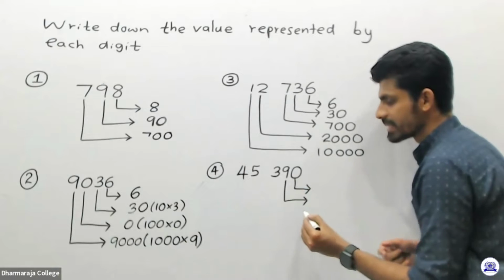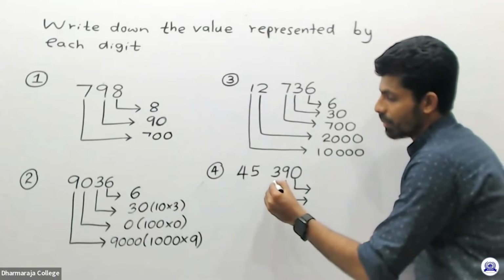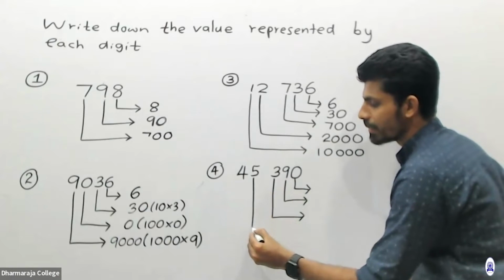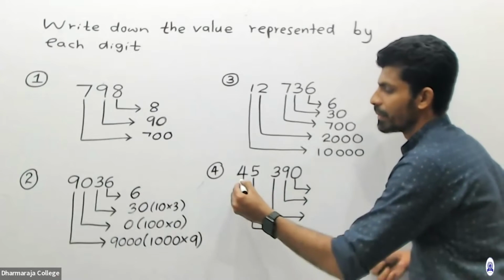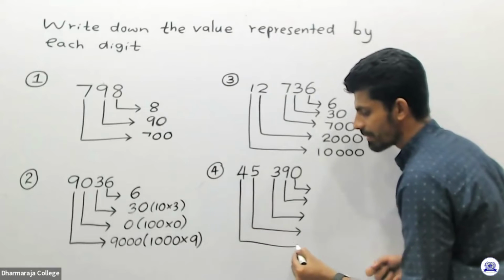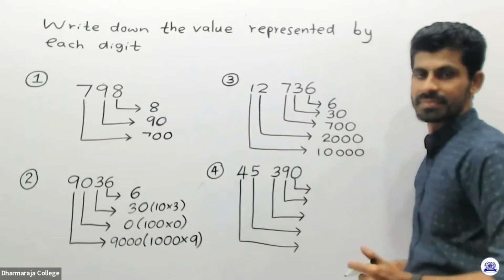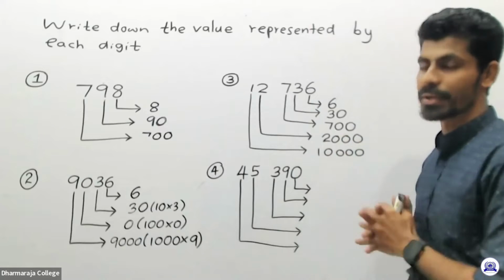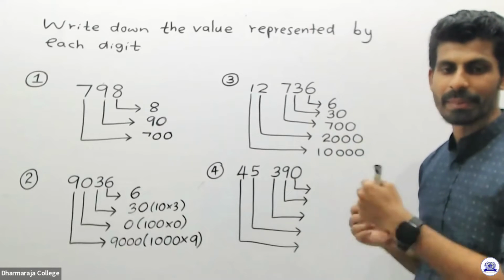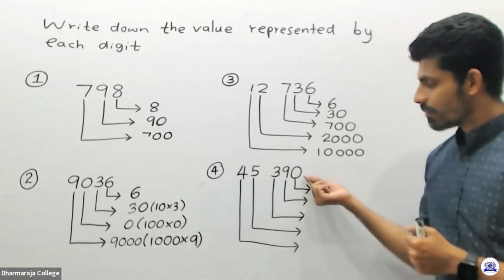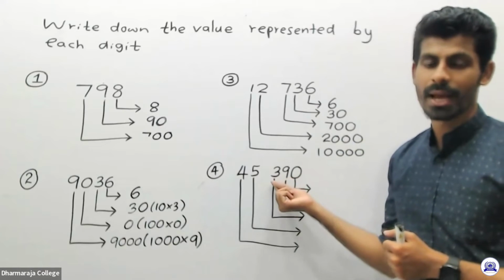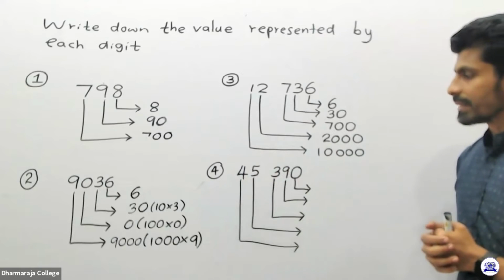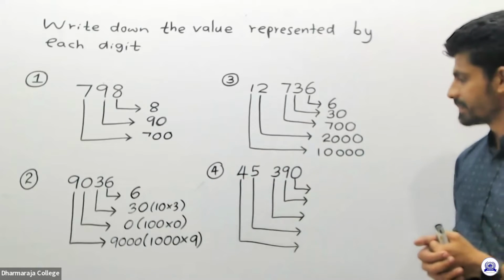What is the value represented by 9? By 3? By 5? By 4? Quickly do this one. I will give you 2 minutes. Just try to complete this one by yourself. Hurry up, my dear. Ones place, tens place, hundreds place, thousands place, and write the 10,000 place.